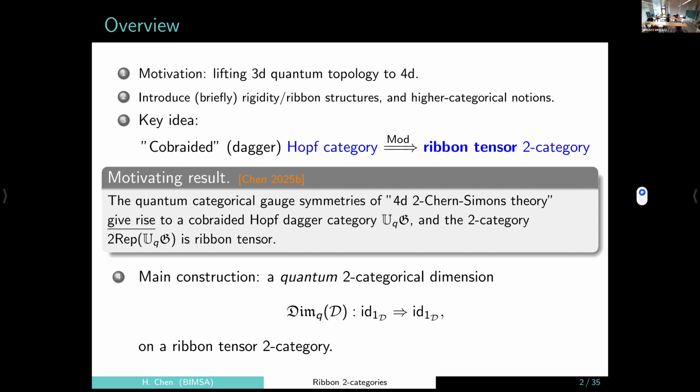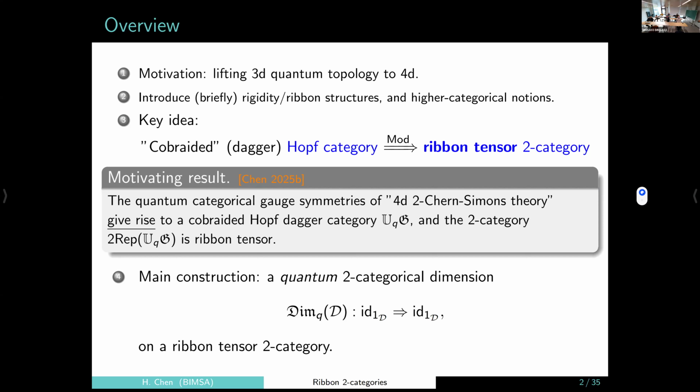And the key idea is that I'm going to start with, as I said before, this higher algebraic notion of Hopf categories, and it's going to be, quote unquote, cobraided. I'll tell you what that means later. It also has a dagger structure, so it's a dagger tensor category with a whole bunch of Hopf structures. I'm going to take the modules of it and then look at what kind of structures appear in its 2-category of modules. And it should be a good candidate for what a ribbon tensor 2-category means.